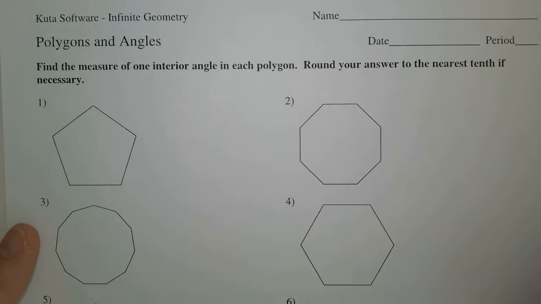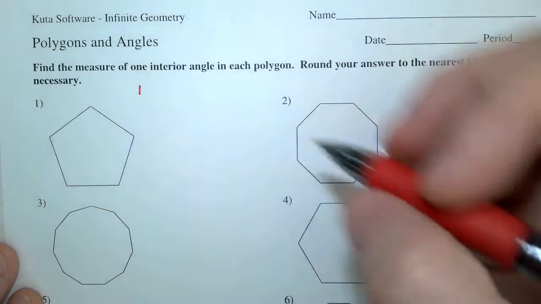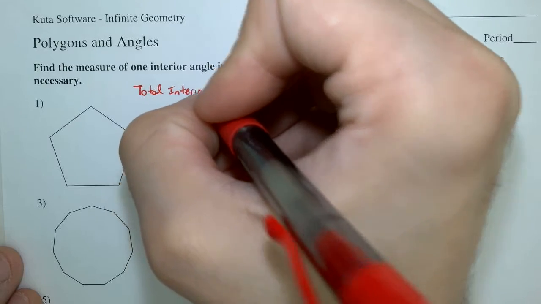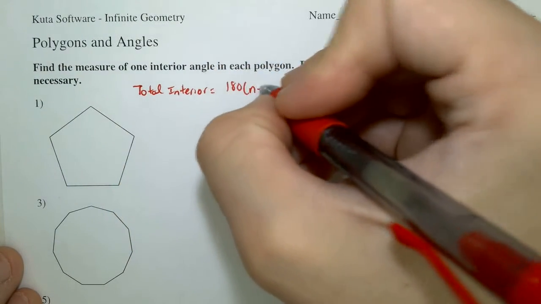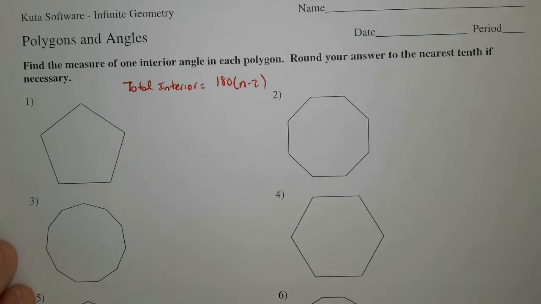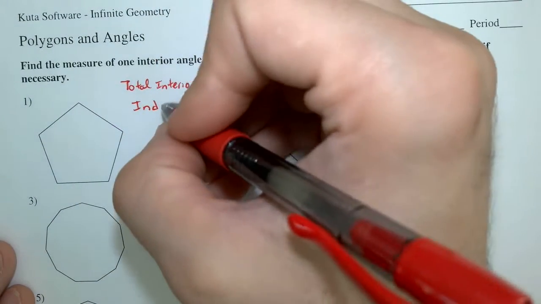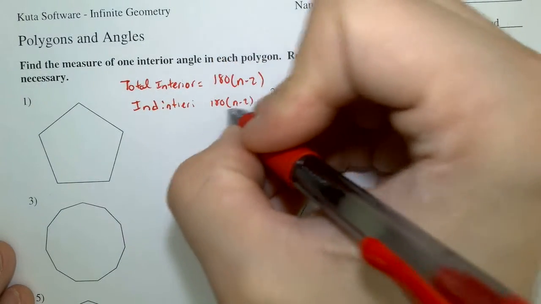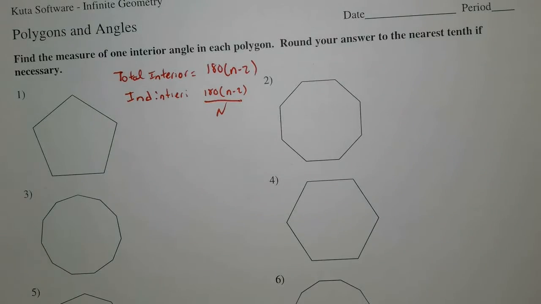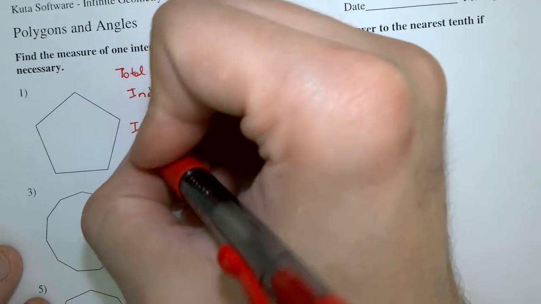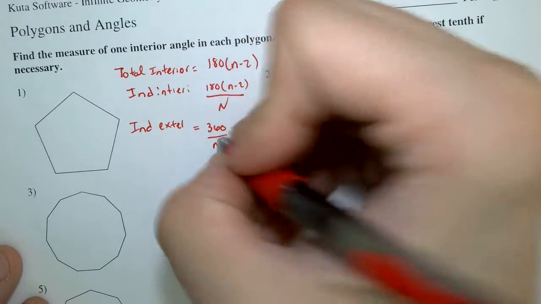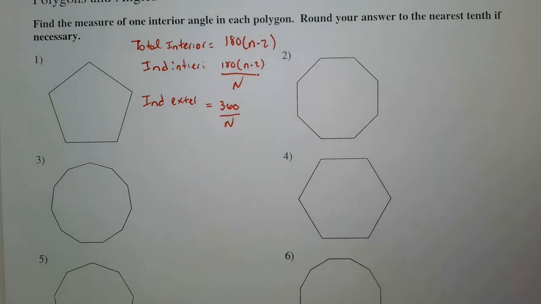So there's a variety of formulas to use. The first one tells you that the total interior angle sum is equal to 180 times n minus 2. The individual interior angle is 180 times n minus 2 divided by n, which is kind of annoying to do. But then there's another one: the individual exterior angle is just 360 divided by n. And I'm going to do a variety of ways on this. And n, by the way, represents how many sides, but s looks like a 5.